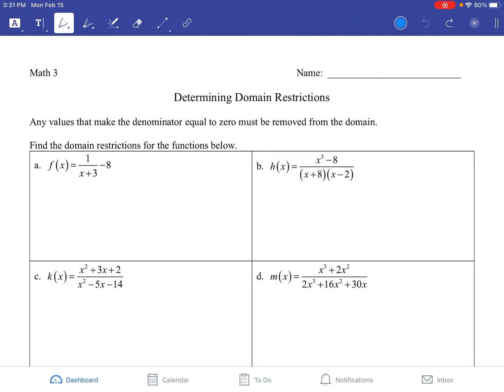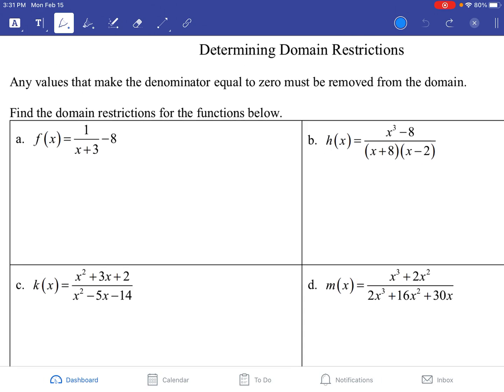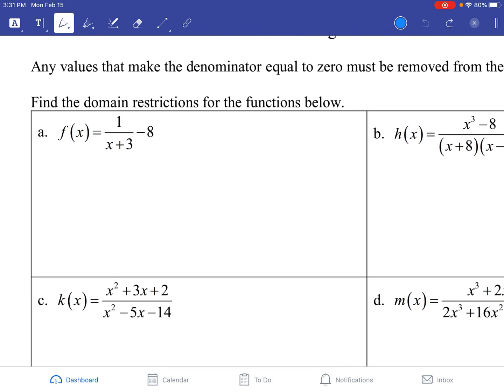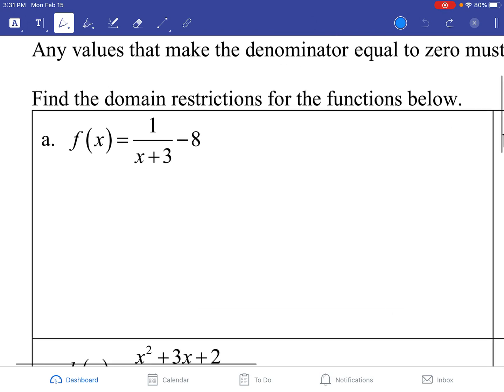Okay? So when we're doing these types of problems, what we're going to be doing is finding the values of x that would make your denominator 0, and those are the values that can't be used as answers to your equation. Okay, so these are what's called domain restrictions. All right. So how to do this?